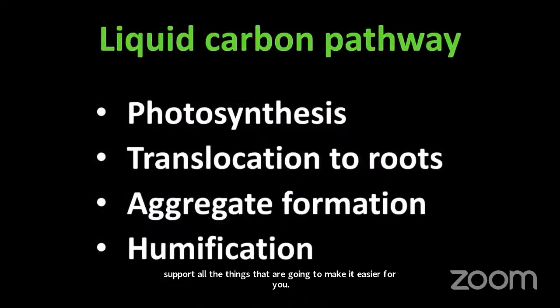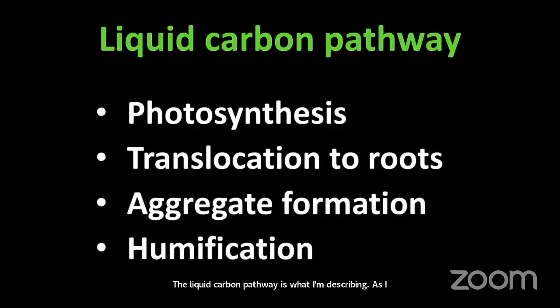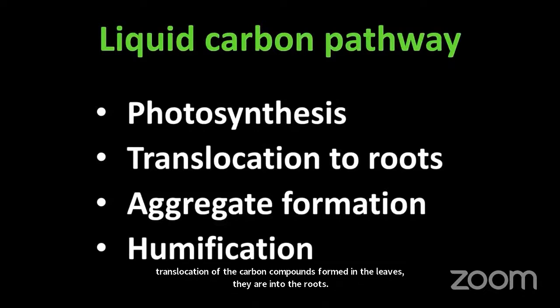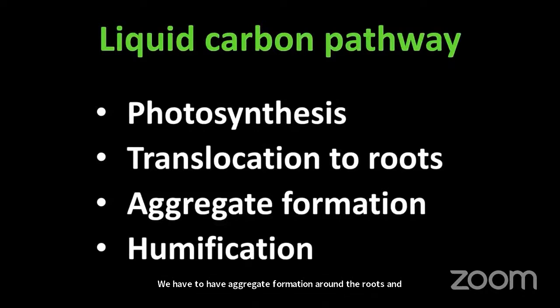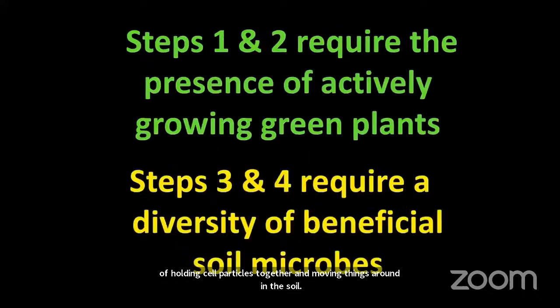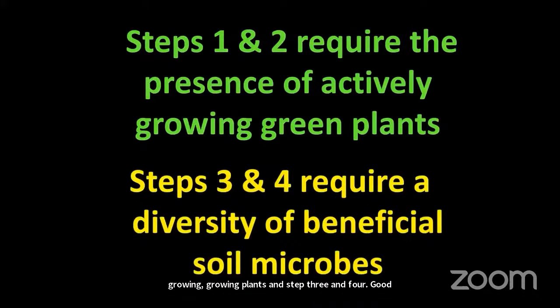The liquid carbon pathway is what I'm describing. As I said, it starts with photosynthesis. We have to have translocation of the carbon compounds formed in the leaves down into the roots. We have to have aggregate formation around the roots and then humification. So there are 4 steps involved in this process, and anything can interrupt those steps at any point along the way. For example, if we use fungicides on our seed or apply them to our plants, we're basically going to disrupt all the things that those fungal hyphae can do in terms of pulling soil particles together and moving things around in the soil. So steps 1 and 2 require the presence of actively growing green plants, and steps 3 and 4 require a diversity of beneficial soil microbes.